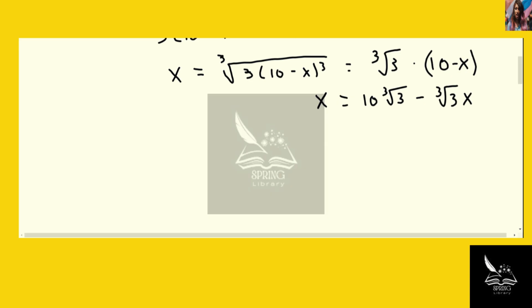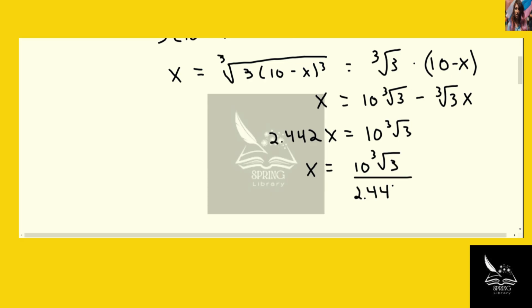And then we can add the x's together. So we know cube root 3 is the same thing as 1.44, plus 1, 2.442 x is equal to 10 cube root 3. So x is equal to 10 cube root 3 over 2.442. Plug that into my handy dandy calculator, and we'll get 5.91.